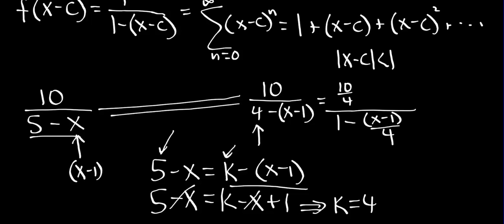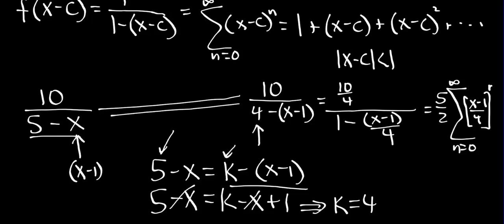Now I can just put that into my power series expansion. So look, I've got 1 over 4, which is 5 halves, the sum from n equals 0 to infinity. But instead of x to the n, I'm going to put (x minus 1) over 4 to the n. And that will converge provided that the absolute value of (x minus 1) over 4 is less than 1. So there's how we can make a power series expansion not about 0, but about some other number.